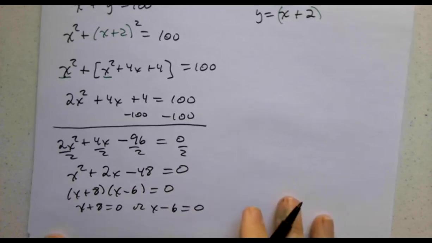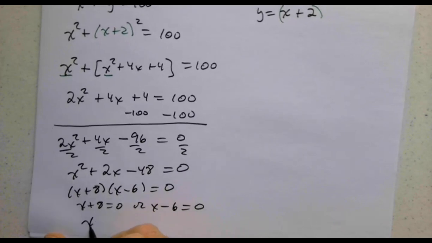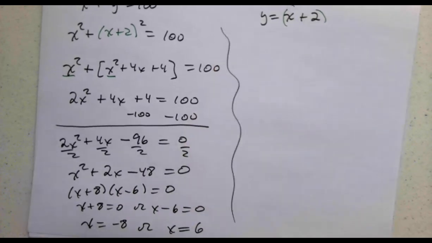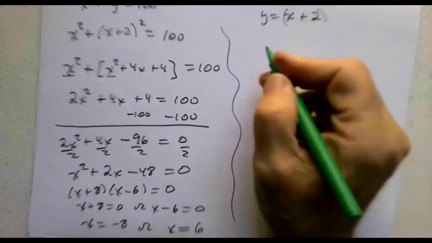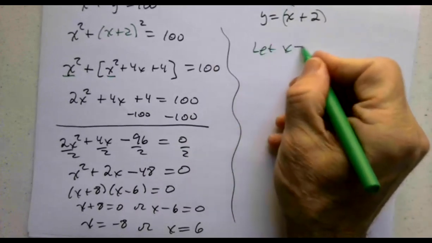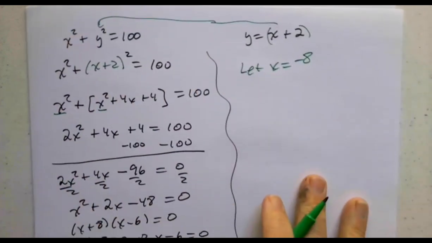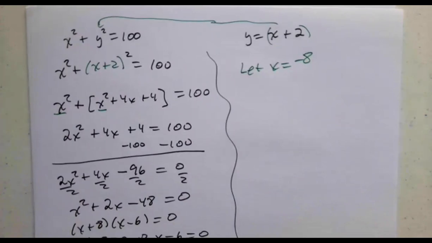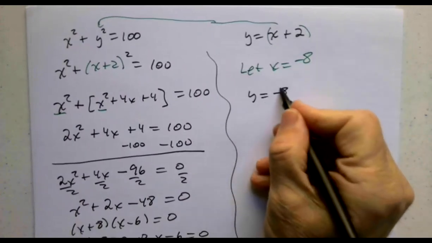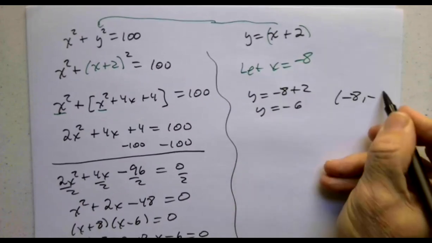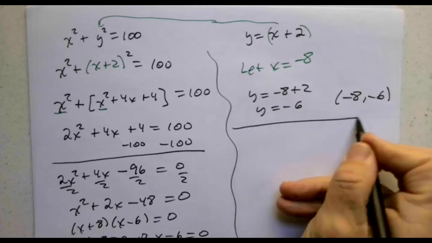If x plus 8 is 0, that means x is negative 8. Or over on this side, x is 6. So those are my two possibilities. My first case is if x is negative 8. So we'll say let x equal negative 8. Coming up here, remember what was y? y was x plus 2. So if x is negative 8, y equals negative 8 plus 2, y equals negative 6. So we have the point negative 8, negative 6 as one point of intersection.